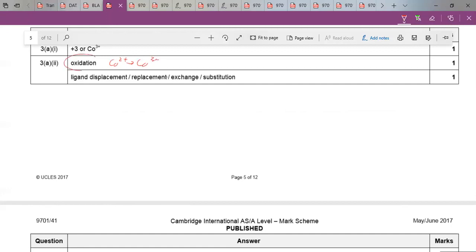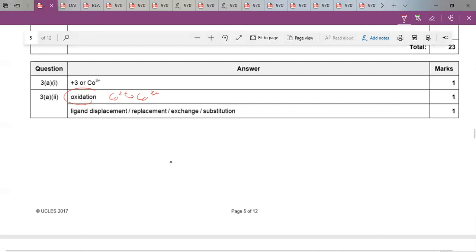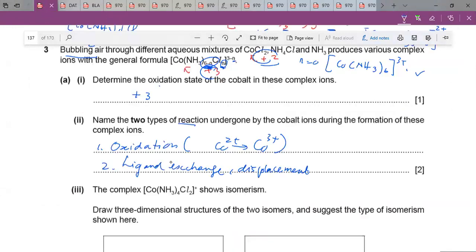Here, correct. Oxidation, because Co2+ is going to Co3+. The first one, I told you, they ask you for what? See here? They ask you for the oxidation state. Always positive first. Whenever they ask for oxidation state, always positive followed by the number. But in the formula, the number is first, followed by the sign. This is the conventional way.